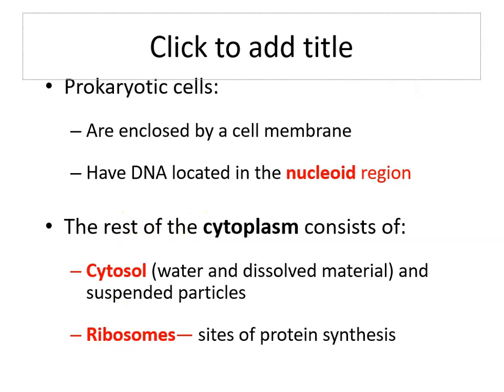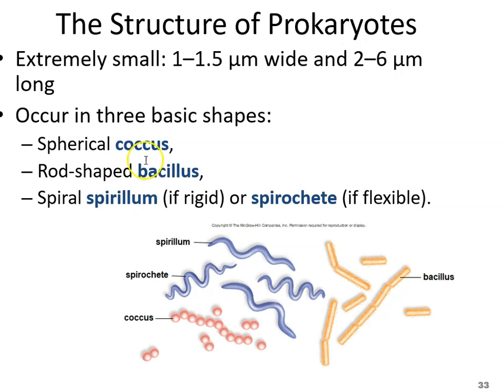Prokaryotes have DNA, but it's not inside of a nucleus, it's inside of a nucleoid region. And then the rest of the cytoplasm consists of cytosol, which is like dissolved material, and ribosomes. So that is an organelle. So don't just say prokaryotes don't have organelles. They do. It's just that ribosomes aren't membrane-bound.